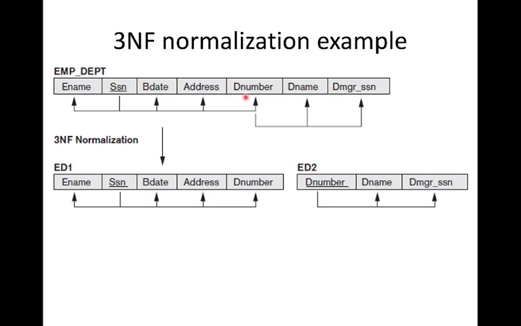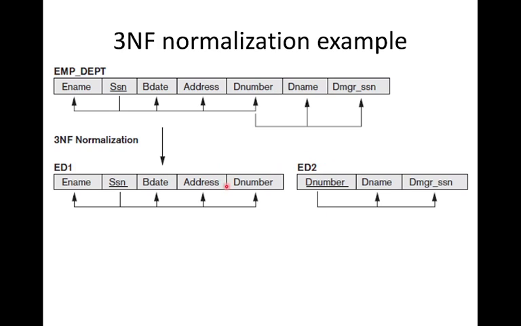So how to normalize? We have to decompose it into two. So up to D number, it will be stored here. Now if you check this relation, it is in third normal form. Here also we will form another relation with D number, D name, D manager SSN. Now these two relations are in third normal form because non-prime attributes are fully functionally dependent. There is no transitive dependency on the candidate key or the primary key. So here also the primary key is D number and there is no transitive dependency. So it is in third normal form.